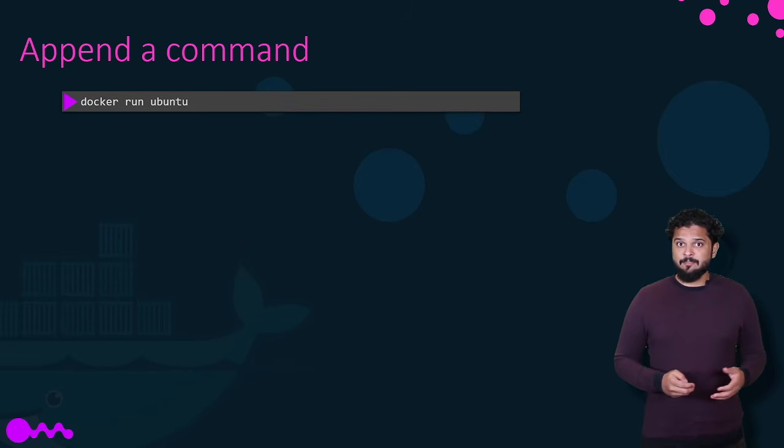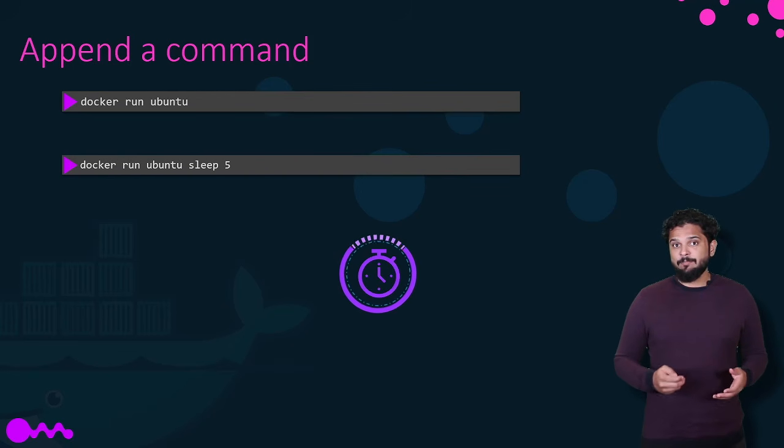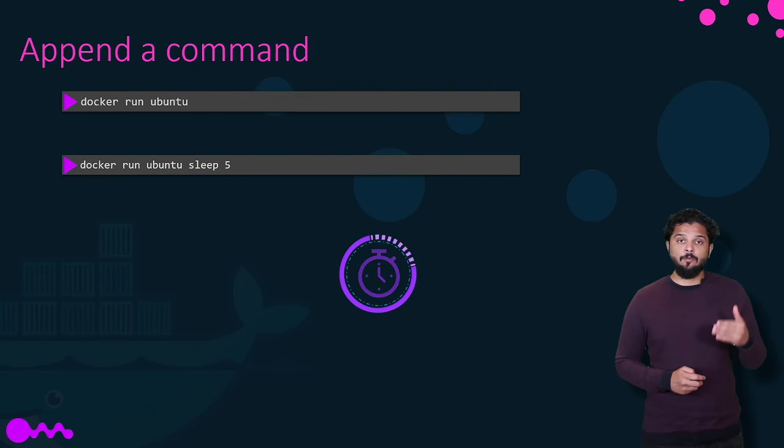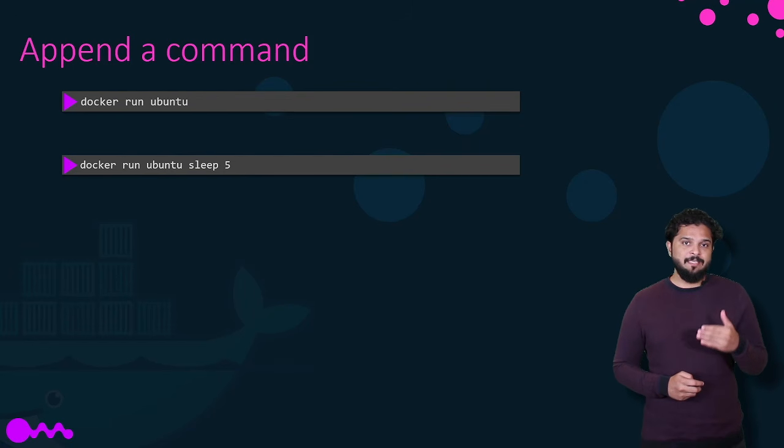If the image isn't running any service, as is the case with Ubuntu, you could instruct Docker to run a process with the docker run command. For example, a sleep command with a duration of 5 seconds. When the container starts, it runs the sleep command and goes into sleep for 5 seconds, post which the sleep command exits and the container stops. What we just saw was executing a command when we run the container.